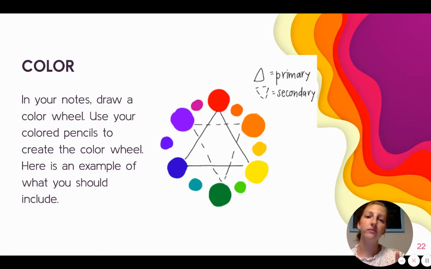Pause here, take your time getting a good color wheel in. I made my tertiary colors. Those are the ones in between, these little guys. I made those smaller just because they're not my main colors. You make your wheel how you want.